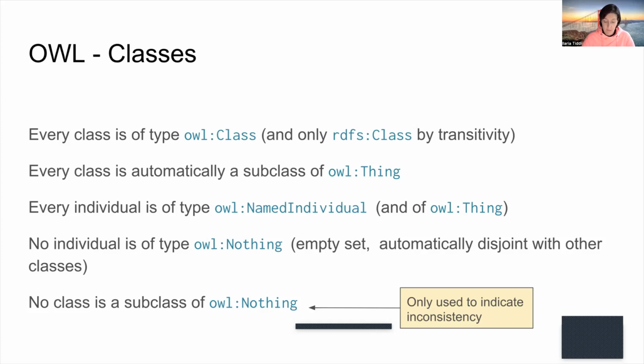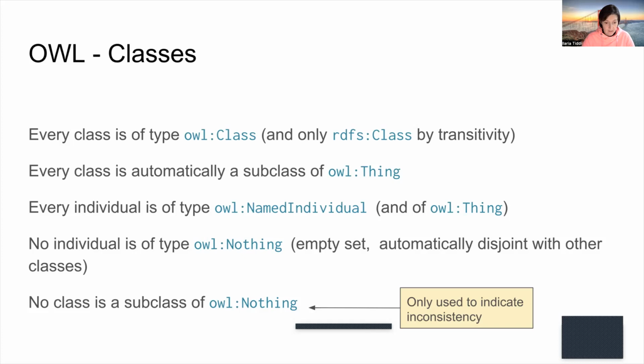Similarly, it is the same thing for individuals or instances. Every individual in OWL is declared as type named individual. By transitivity, every named individual is also an OWL thing.